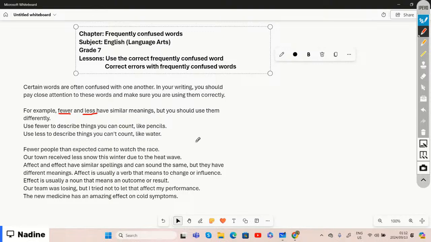For example, if we use the word fewer, then we use fewer to describe things that you can count, like pencils and pens and books and tables and chairs.